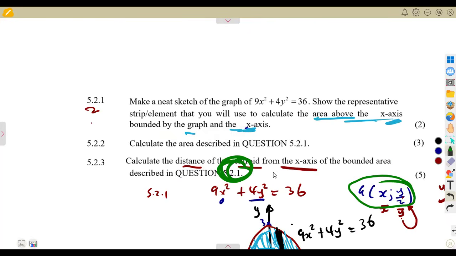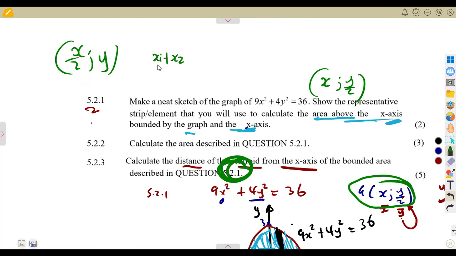If it is about x, it means x is not changing. y is the one that is affected, y over 2. About y, it means y is not affected. x is the one that is affected, so it's going to be x over 2, y. Given two functions, it's x1 plus x2 over 2, y. On this condition, again, you can be given two functions for y, so x is not going to change, but y is going to be y1 plus y2 over 2. That's it.